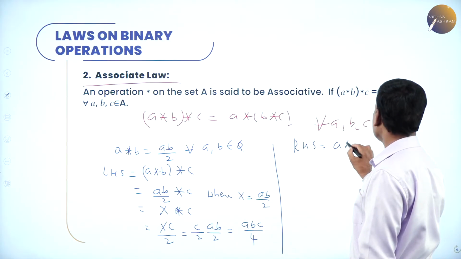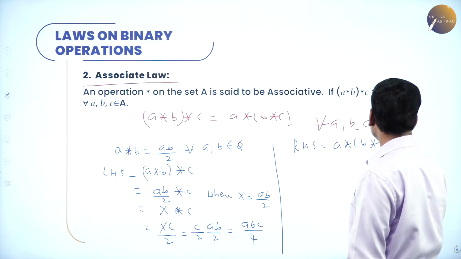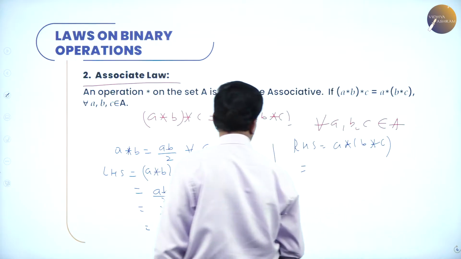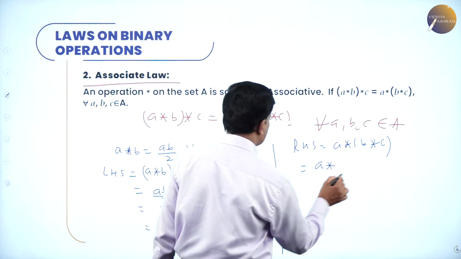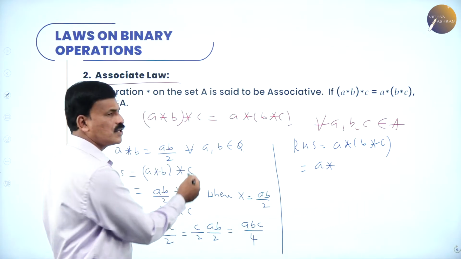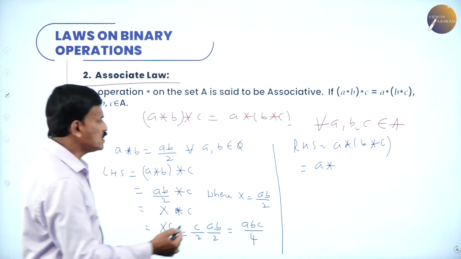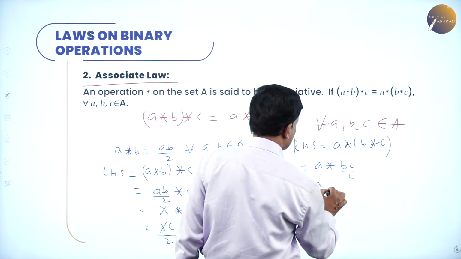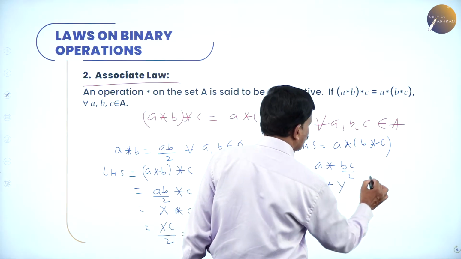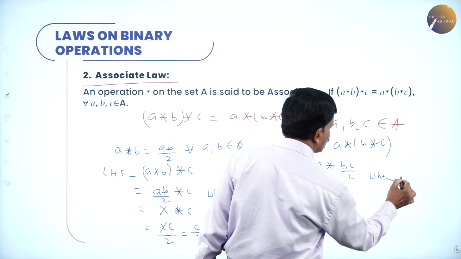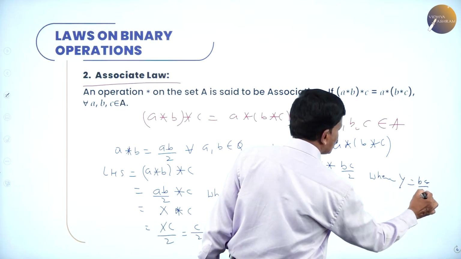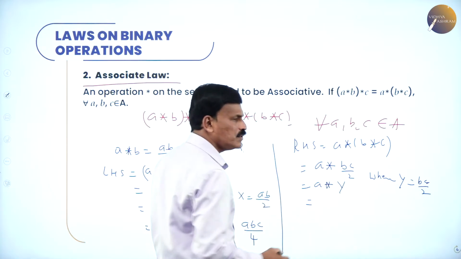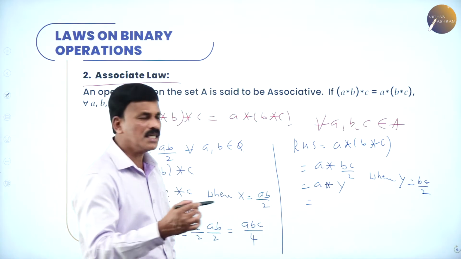A star, this is (B star C). Now this is equal to A star, what is B star C? Since A star B is equal to AB by 2, B star C is equal to BC divided by 2. Now let us consider this as Y, where Y is equal to BC divided by 2.